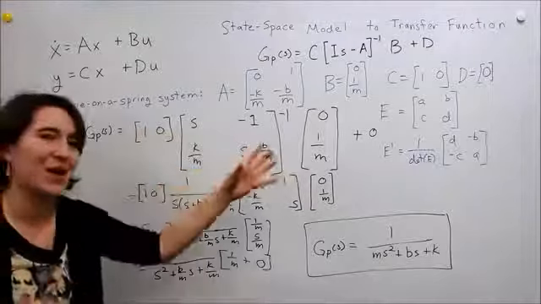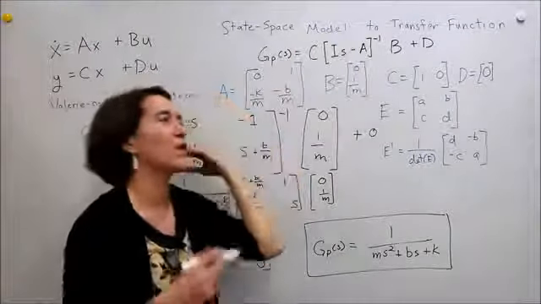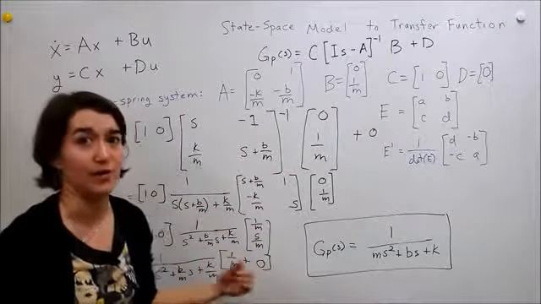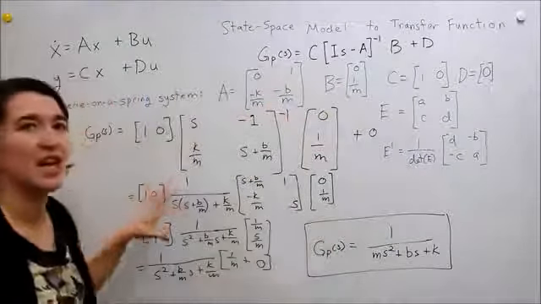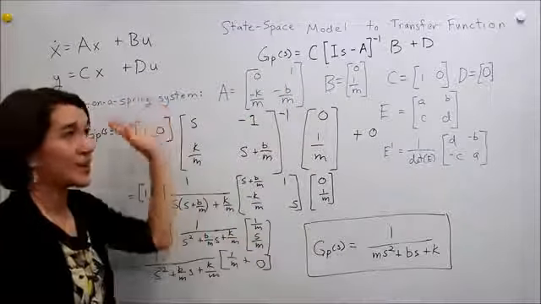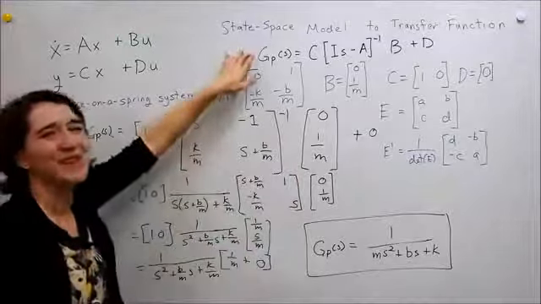Probably the most unfun part about doing this transformation is doing this inverse. If you get a very large A matrix, it's best to use MATLAB rather than trying to do it by hand. But with this one, 2 by 2, it's usually not too bad. So we're able to take the state space. If you don't like state space for some reason and you want the transfer function, then you can transform it using this equation.